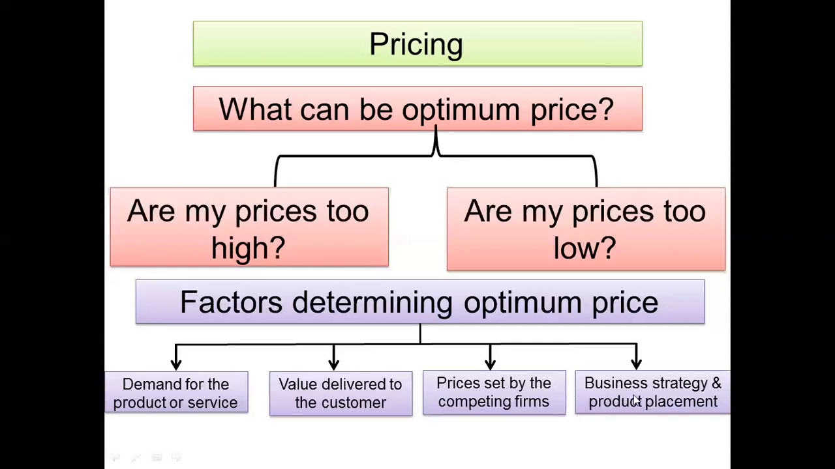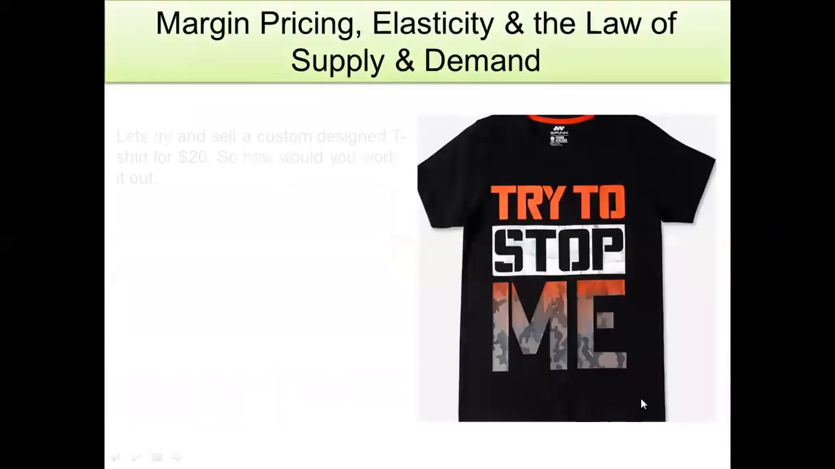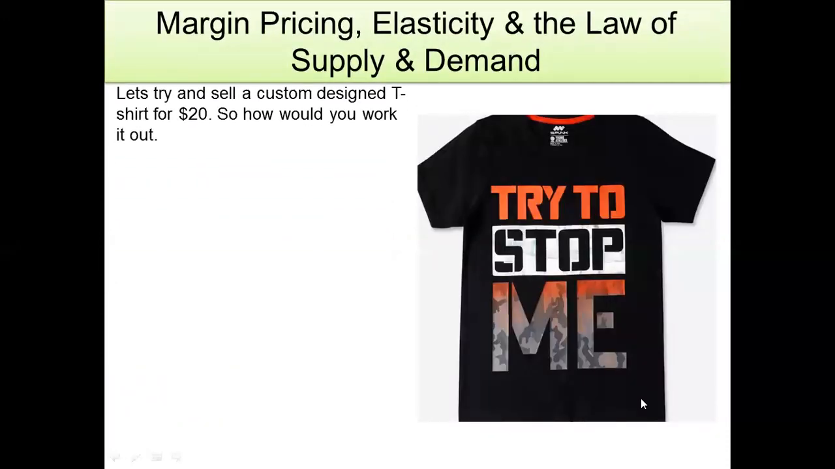If you are an environmentally conscious company and there is enough customer base who support the cause, you may afford to set up a higher price for not using the cheaper and non-recyclable components. So this is how this optimum pricing is done. Then we have the margin pricing and the law of supply and demand.